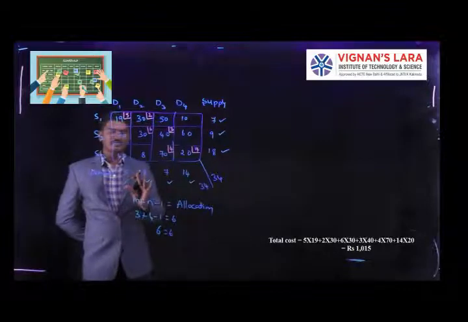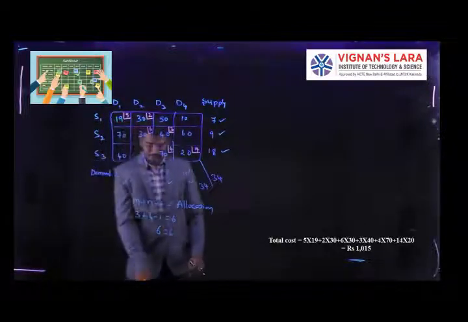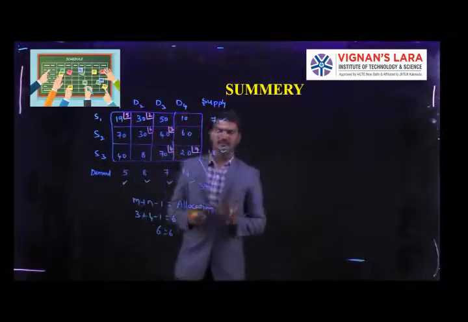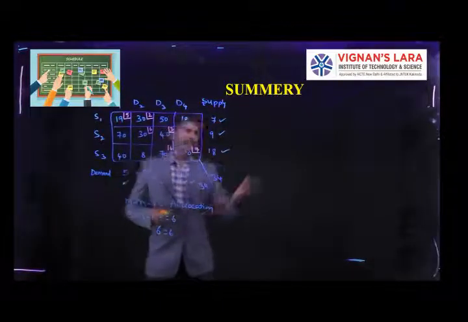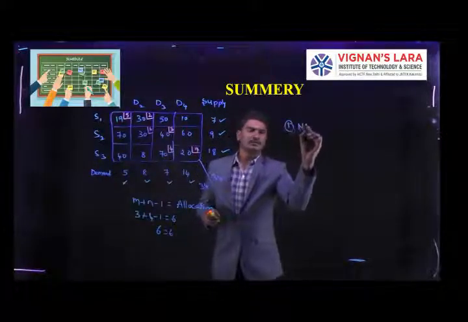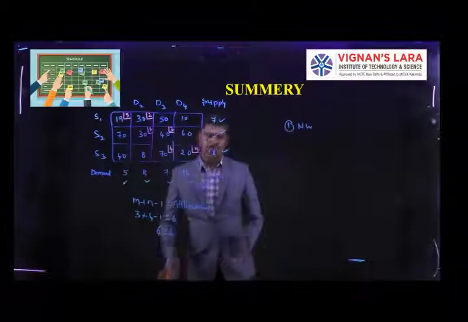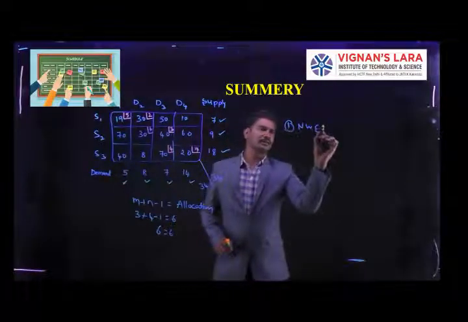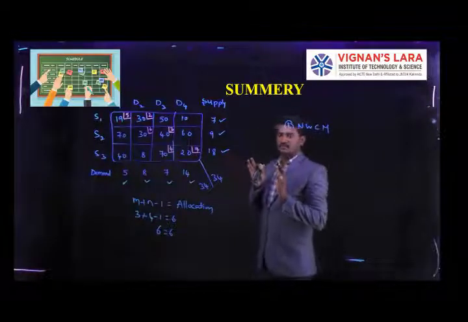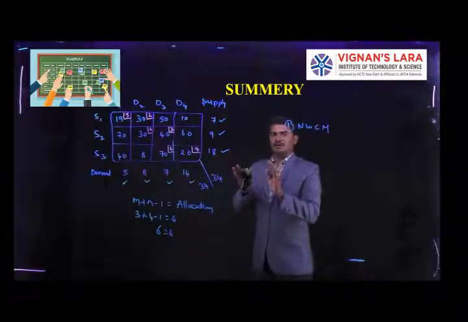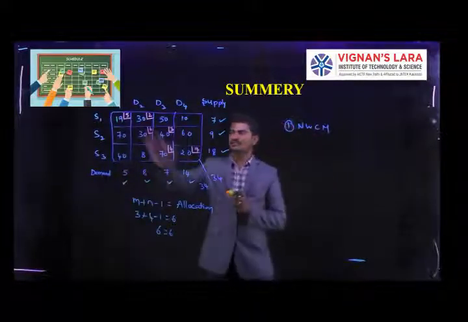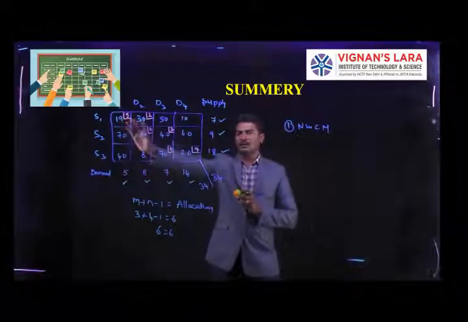This is the northwest corner method. Coming to the summary of what we discussed today: we are discussing the northwest corner method. What is the northwest corner method? In this method, we are allocating the number of units at the northwest corner, meaning the topmost corner.